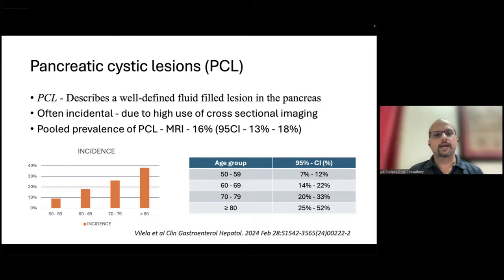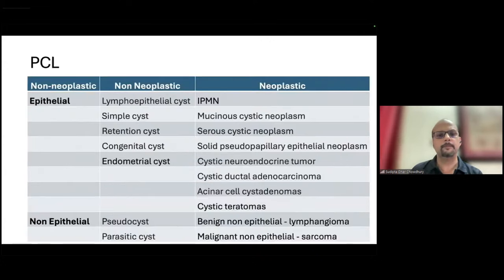So just to give you a brief, pancreatic cystic lesions are well-defined fluid-filled lesions in the pancreas. They are often detected incidentally because of the high use of cross-sectional imaging for a myriad of reasons that we have today. If you look at the prevalence of pancreatic cystic lesions on MRI, it is around 16%, ranging from 13 to 18%. What is more interesting is that as the age increases, the prevalence keeps on increasing, and the highest is in the age group of more than 80 years, where it's between 25 to 52%.